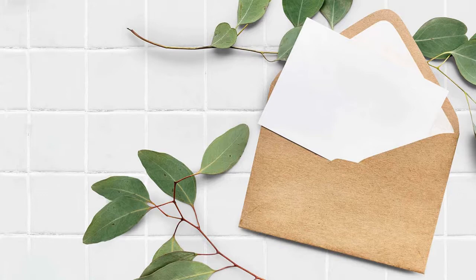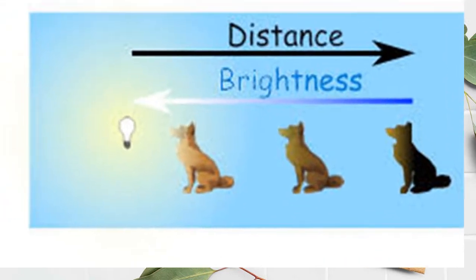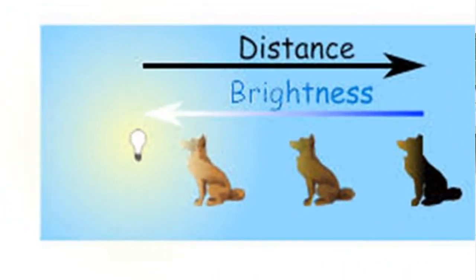Let's learn an example of inverse proportion. Look at this figure. When distance increases, brightness decreases. So it is inverse proportion.